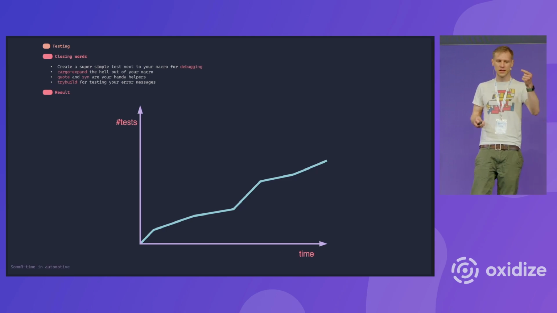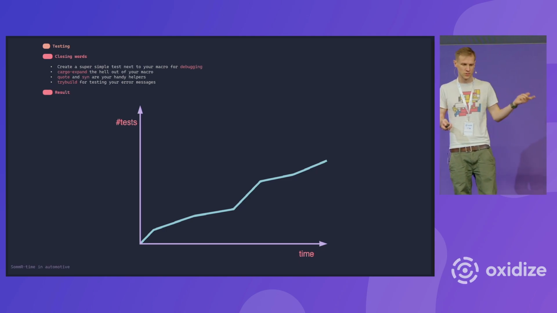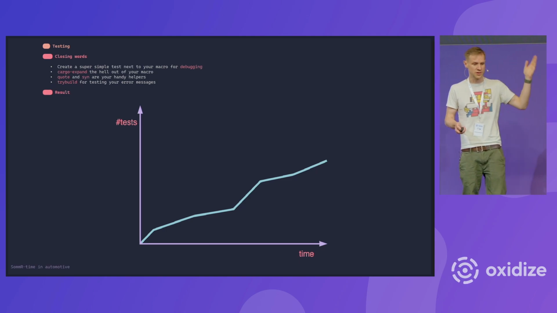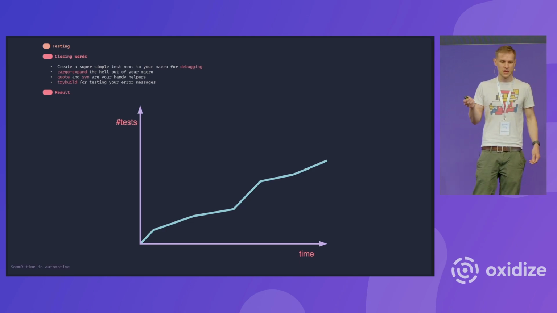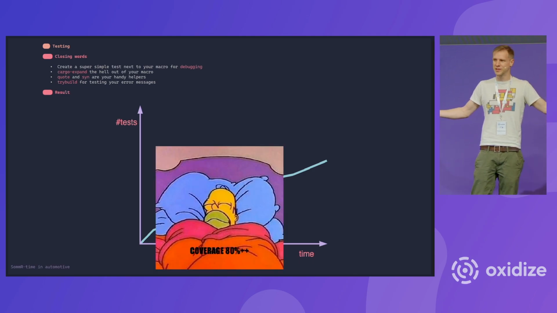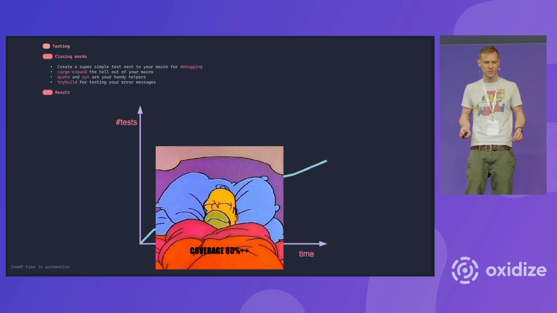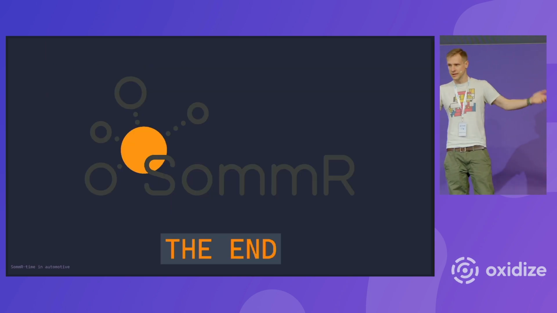And in the end, your test coverage will look like this. And actually, it looked like this once we had the macro in place. People start writing tests, even myself. And then you can approach your quality department. They will be happy. We're actually close to 80% coverage right now. Yay. The end. Thank you.